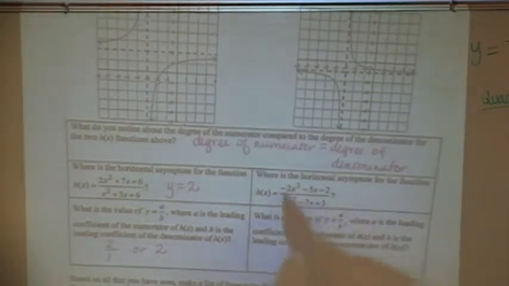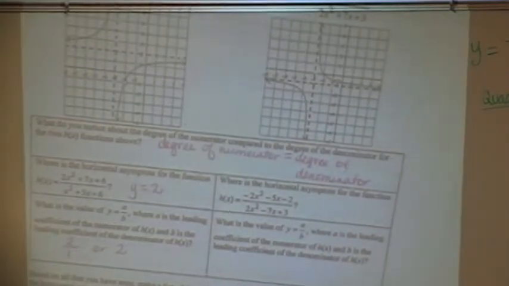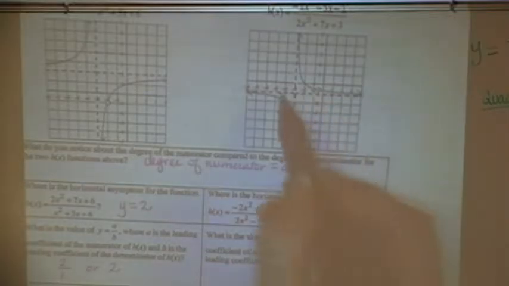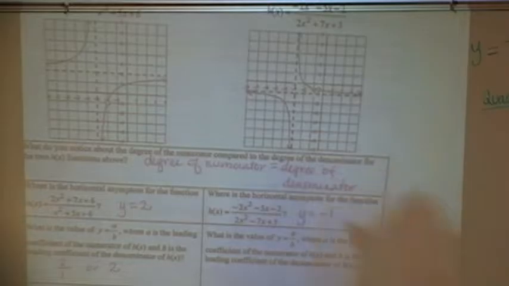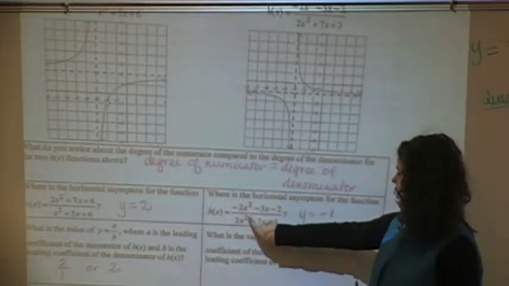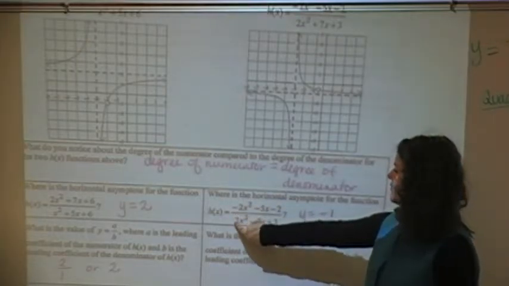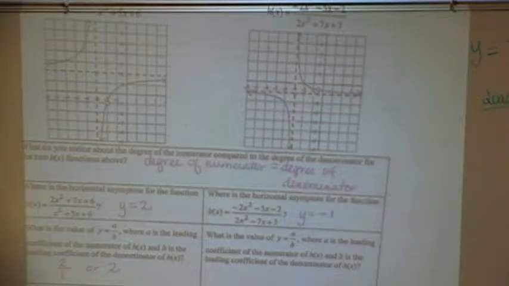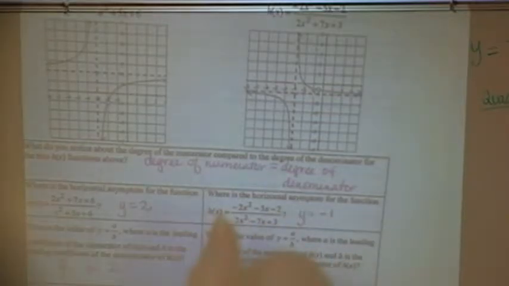Okay, so on this one, where is your horizontal asymptote? -1. And the value of a over b, so you're looking at your lead coefficient. I found my degrees right here. You take these coefficients and put them on top of each other, so -2 over 2 would give you -1.